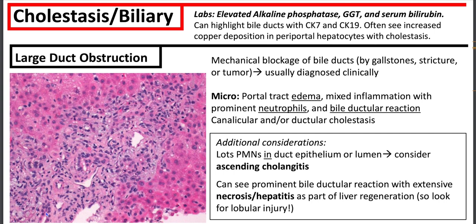Additional considerations: if you have lots of neutrophils in the duct epithelium or lumen, consider ascending cholangitis. And you can see a prominent bile ductular reaction with extensive necrosis hepatitis as part of liver regeneration. So look for lobular injury.